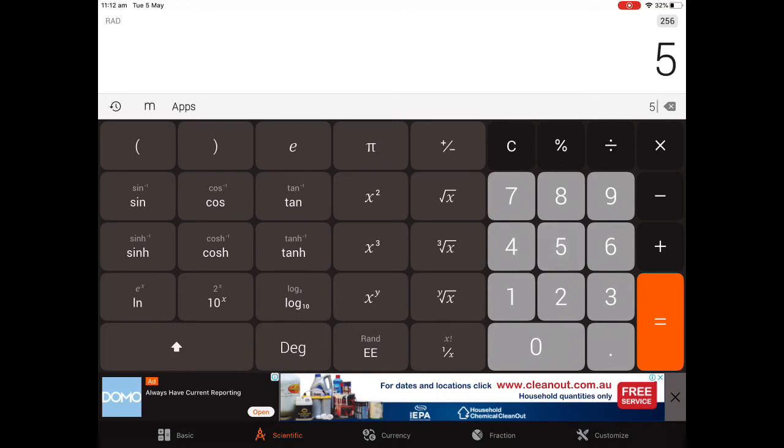So I've actually got 5, but I've got this cubed symbol here with the 3. Cubed is a 3. And I can just do that. Done.